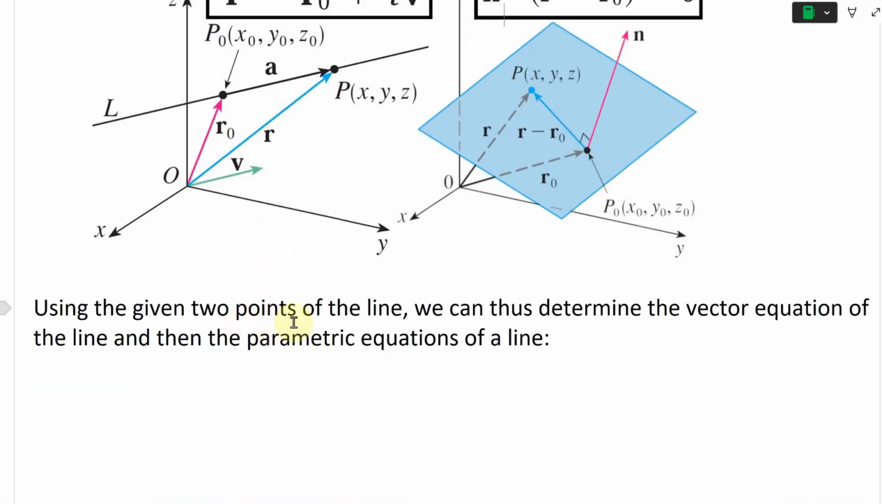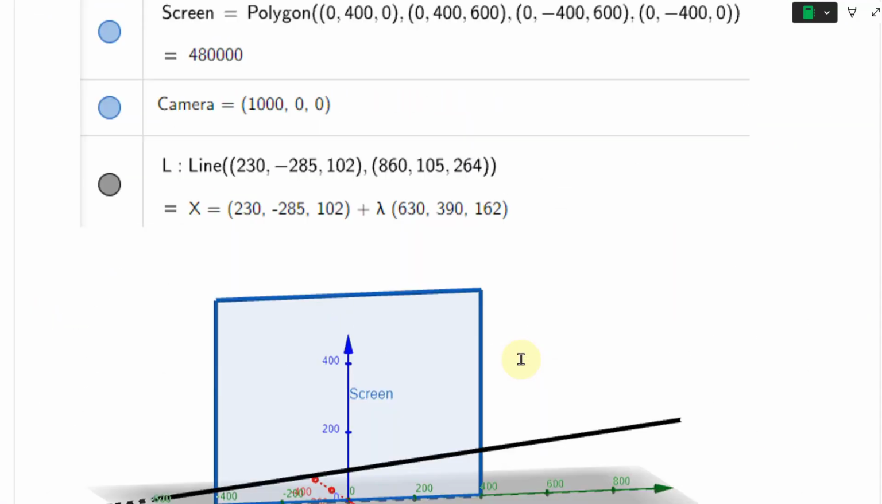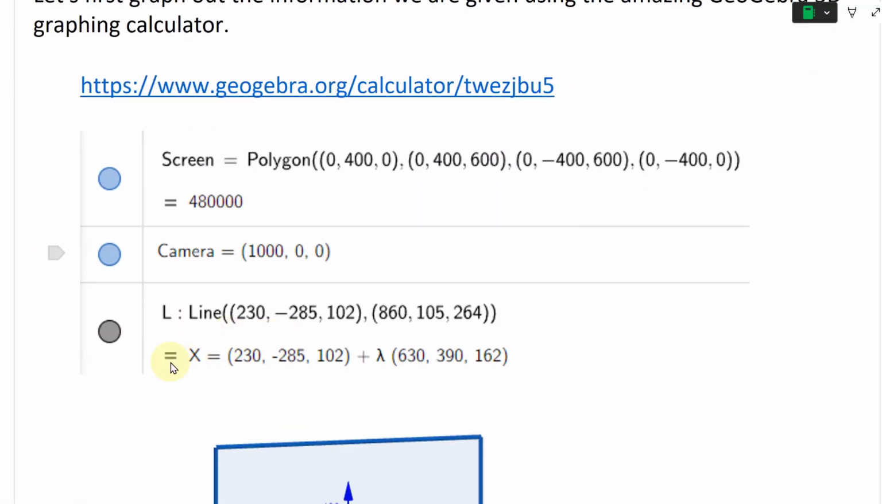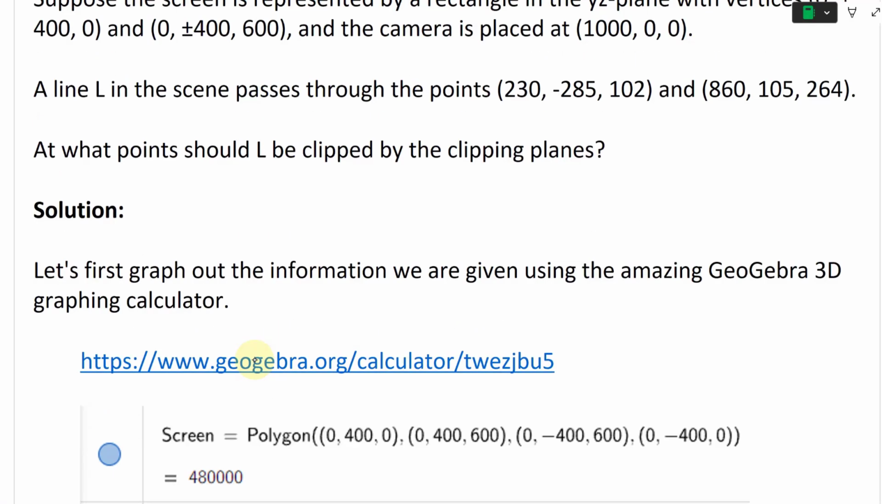So using the given 2 points of the line, we can determine the vector equation of the line and then the parametric equations of the line. So then we'll get to that. Let's go to what we were given, and then we have to make it look exactly like this, because this is what the automatic calculator just calculated as the vector equation of a line.